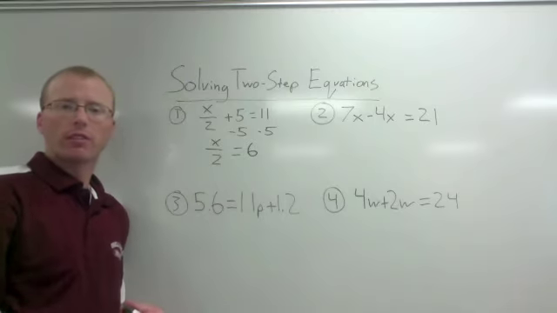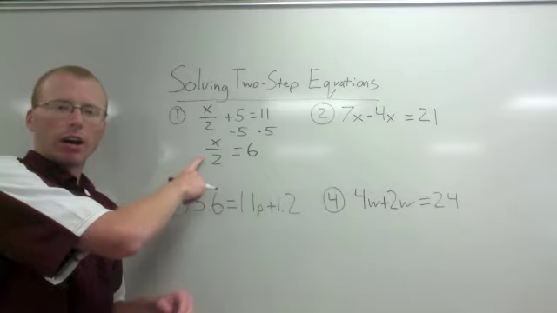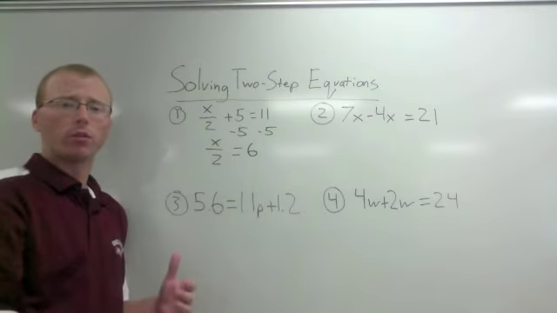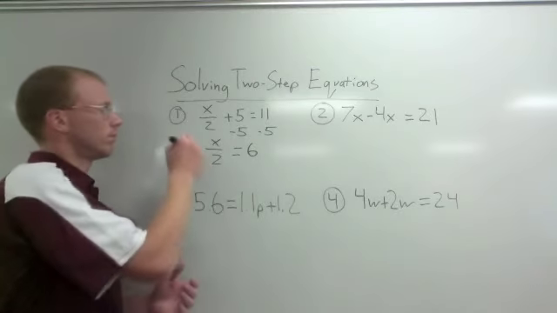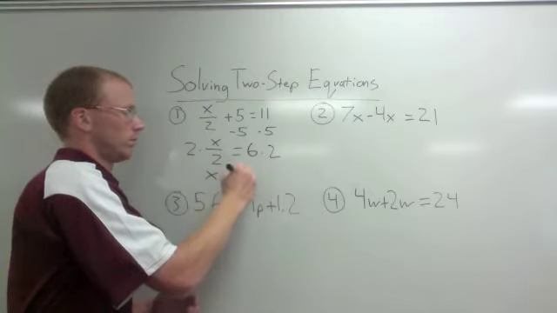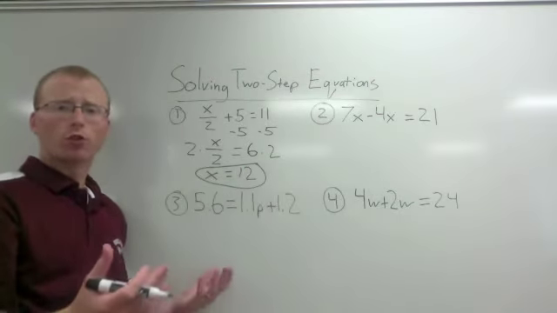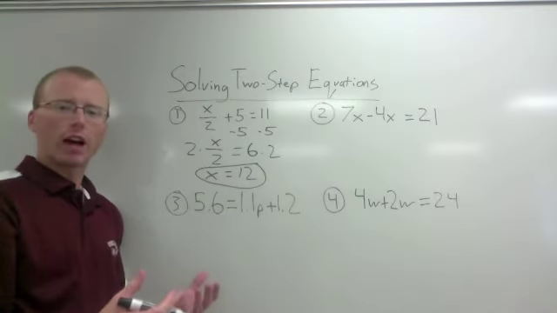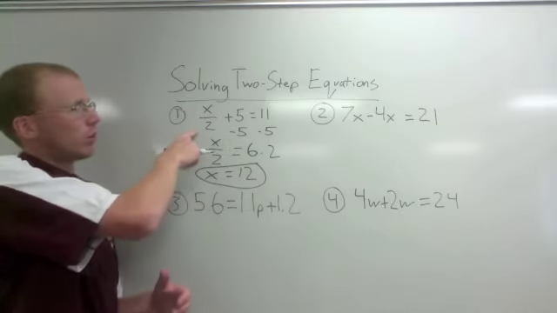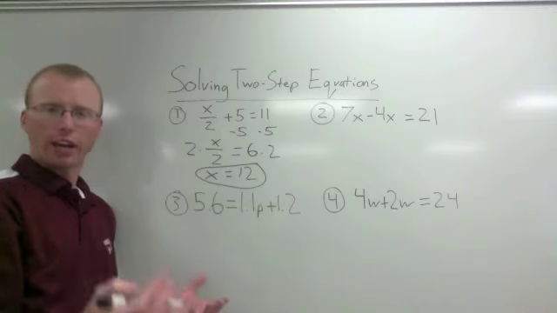That leaves us with x divided by 2 equals 6. Now since we're dividing by 2 here, to get rid of the 2, we'll multiply, since multiplying is the inverse of dividing. And our answer is 12. If we want to check that, we could just plug 12 back into our original equation. 12 divided by 2 is 6. 6 plus 5 is 11, so that answer checks.